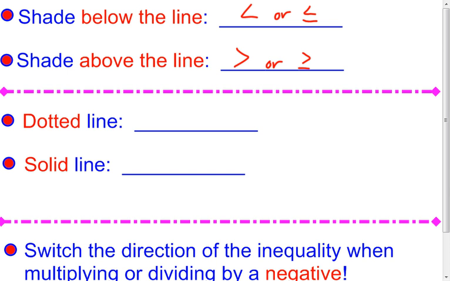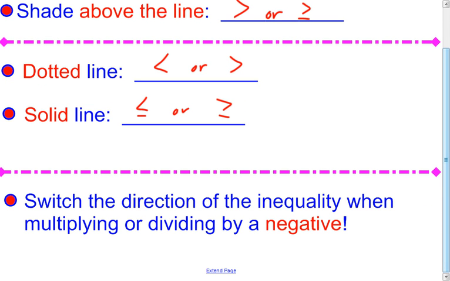We will do dotted lines, and we've done this before, but we will have dotted lines if it's less than or greater than. We will have solid lines if it's less than or equal to, or greater than or equal to. And then, of course, we need to remember to switch the direction of the inequality whenever we multiply or divide by a negative number, and only when we multiply or divide.